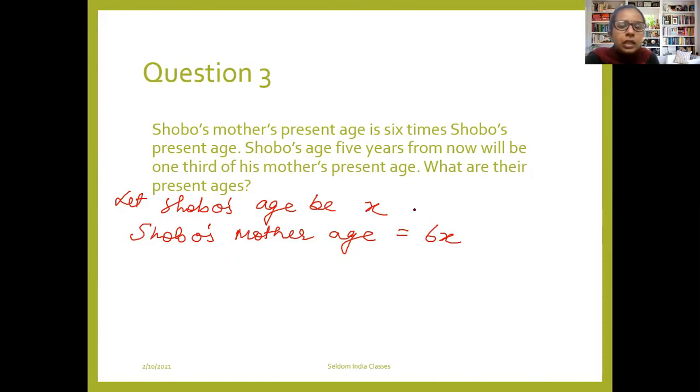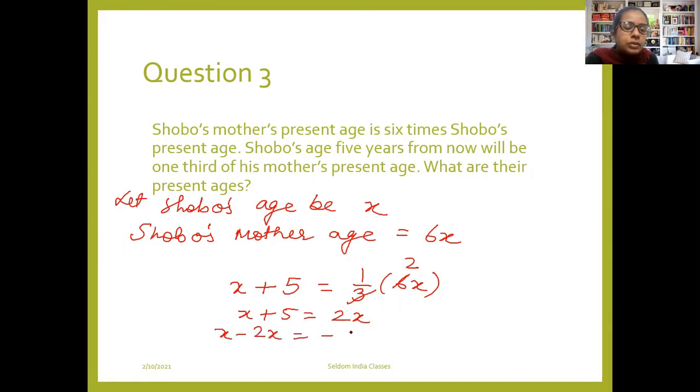Now Shobo's age 5 years from now will be x plus 5, correct? It will be 1/3 of his mother's present age, 1/3 of 6x. So 1 by 3 multiplied by 6x. Cancelling here, we have x plus 5 equals 2x. Move the x terms to the left hand side and numbers to the right hand side. Minus x equals minus 5. Minus, minus cancel. x equals 5.